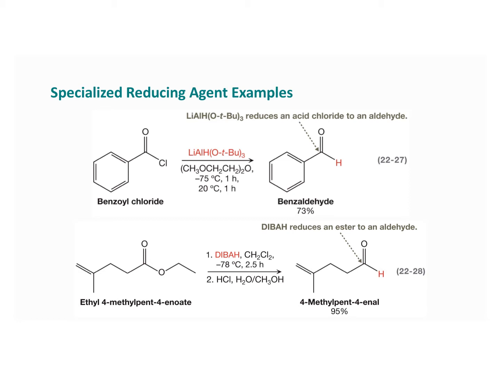Let's look at some examples of how these are used. Lithium tri-tert-butoxy aluminum hydride, LTBA, is commonly used to reduce acid chlorides, or acyl chlorides, to an aldehyde. This happens at low temperature. And then DIBAL is commonly used to reduce an ester to an aldehyde at low temperature.